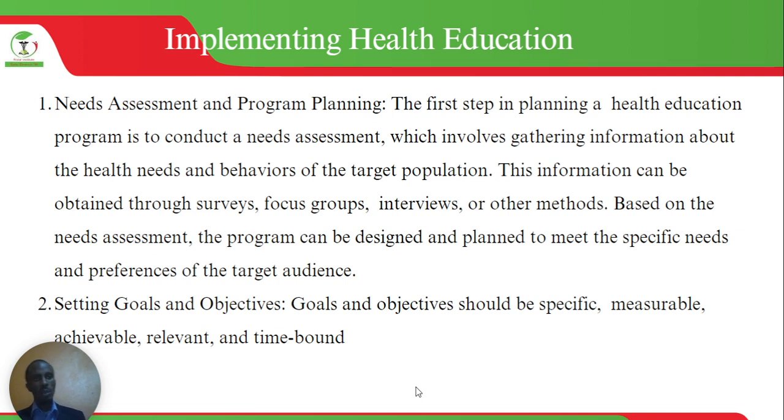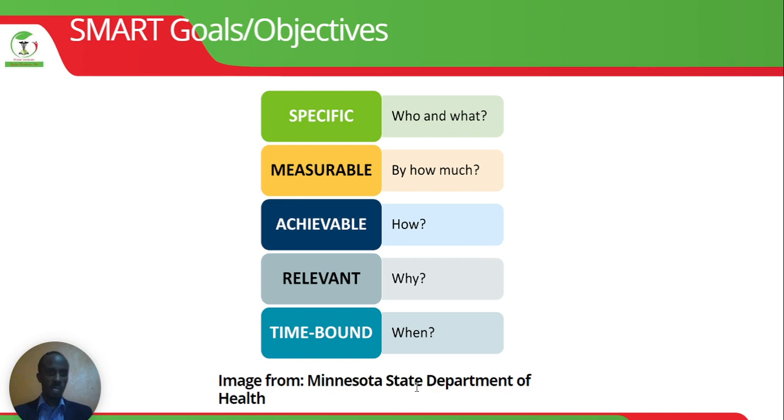Then number 2 will be setting goals and objectives. And when you're setting your goals and objectives, you should make sure that they are specific, they are measurable, they are achievable, they are relevant, and they are time bound. So that's what we call the SMART approach.